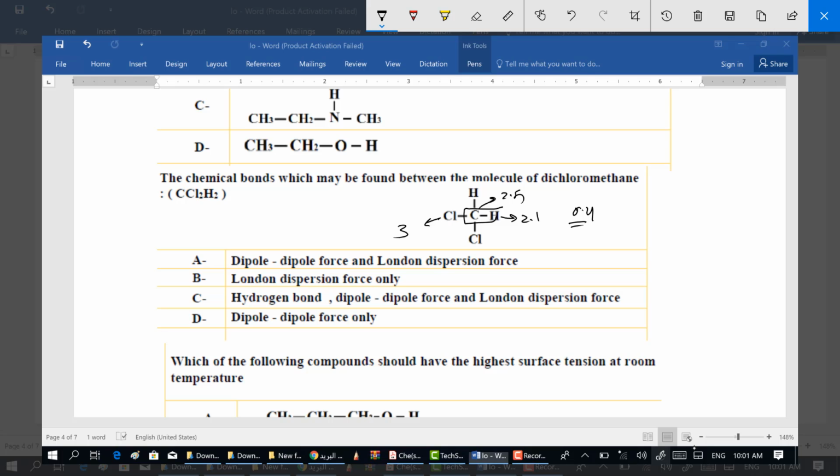But in this case, the difference 3 minus 2.5 is 0.5, greater than 0.4. So the forces found are the London dispersion force and dipole force. London dispersion force acts between the non-polar atoms, and dipole force since we have an electronegativity difference greater than 0.4.